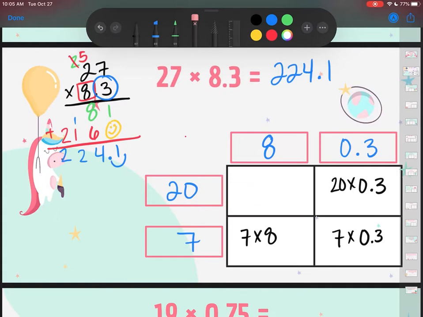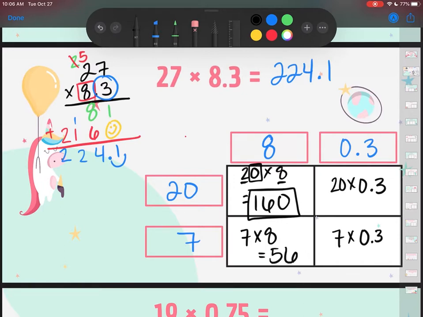We can use mental math to solve for these answers. So we said that was going to be 20 times 8, right? Well, we can do mental math to solve that. I can do 2 times 8, which is 16. Plus this 0 we didn't use is 160. 7 times 8, that's a math fact, right? 7 times 8 is 56.